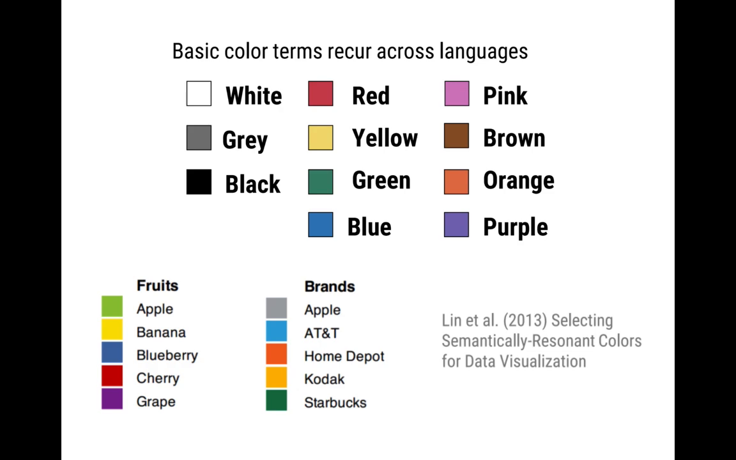What is true for fruits also holds true for other types of data sets, such as brands. If you're representing Apple, use gray, AT&T, use something blue, and Starbucks, most people who know Starbucks know that this is green.